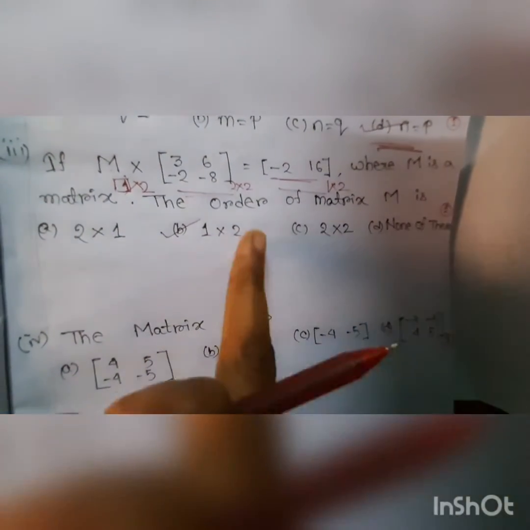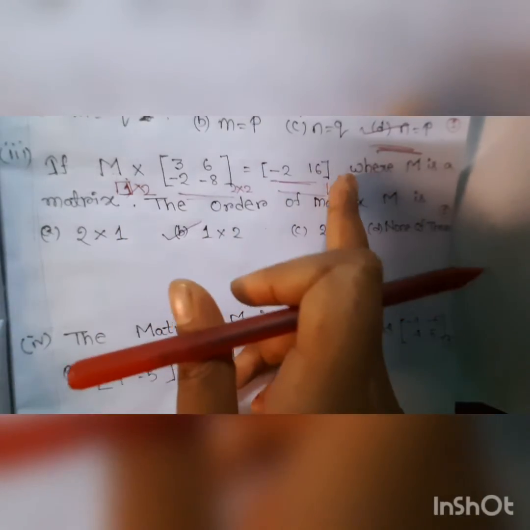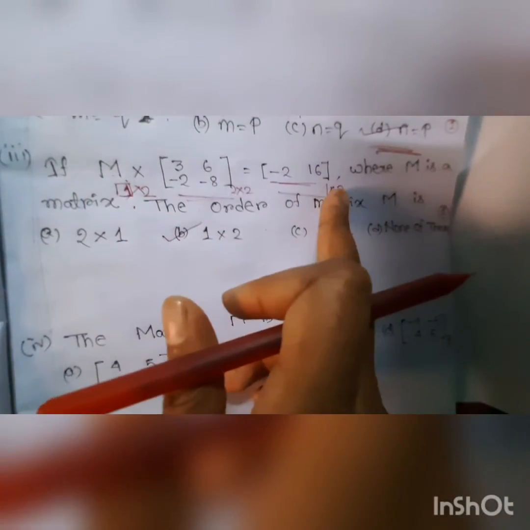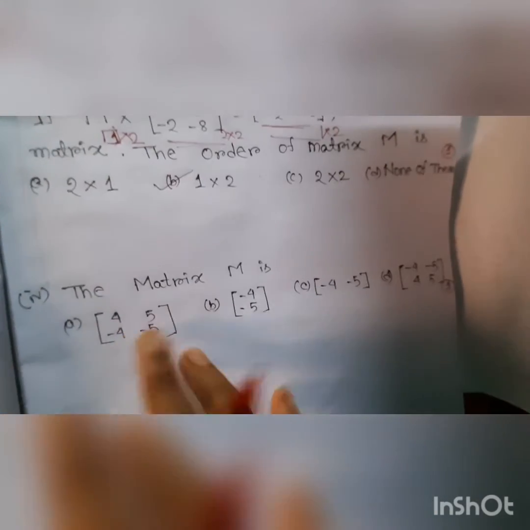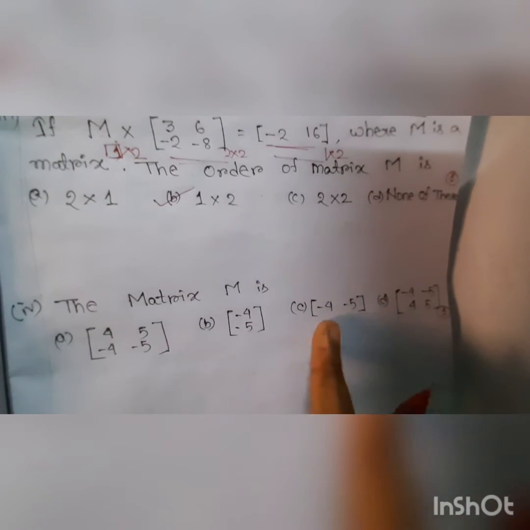I told you in the previous video that when a matrix is multiplied with a square matrix, the order of this matrix must be equal to the order of the resulting matrix. You see that this is 1 by 2, and this is 1 by 2 also. For this you can check the description box, where I provided the link. Now you have to find the matrix M. By eliminating options, you can get that option C is the only matrix of 1 by 2 order.